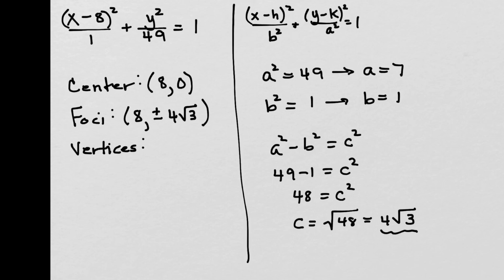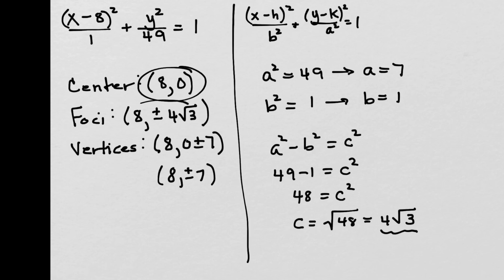And then my vertices, we're going to do kind of the same thing, but we're going to take 0 plus or minus the value of a, which in this case is 7. And this I do have to work out because the arithmetic you can do. So it's 8 plus or minus 7. And so now I have the center, foci, and vertices of my ellipse. And that's all I need.